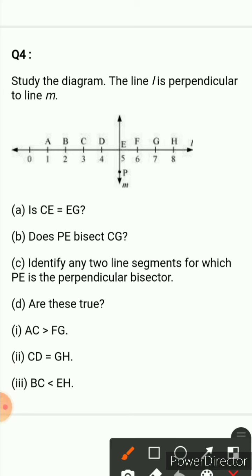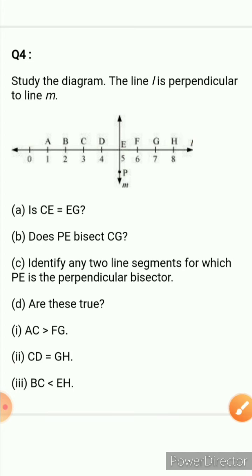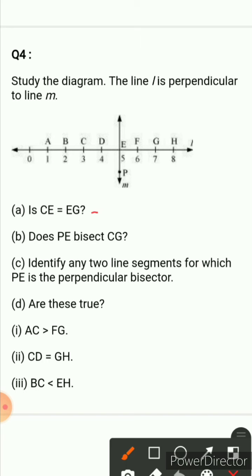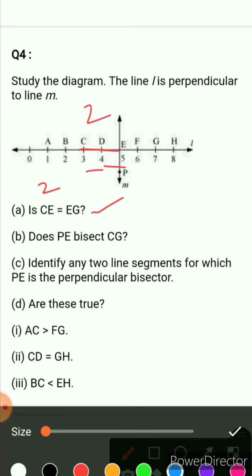The line L is perpendicular to line M. Okay, so you have to check that is CE is equals to EG. So where is your CE? This one, CE. Clear? So CE is equals to 2, 1 and 2. So CE is equals to 2. And EG, where is your EG? EG is also equals to 2. EF 1, FG 1. So 1 plus 1, 2. So we can say that yes, CE is equals to EG because both are 2 units. Okay, दोनों क्या हैं? 2 2 हैं.